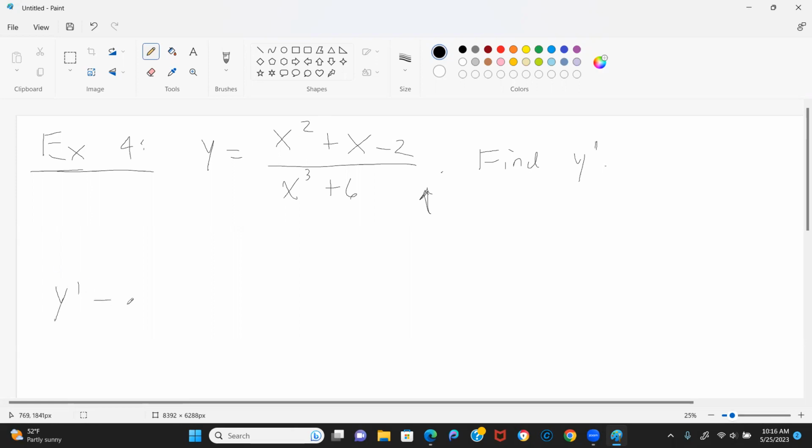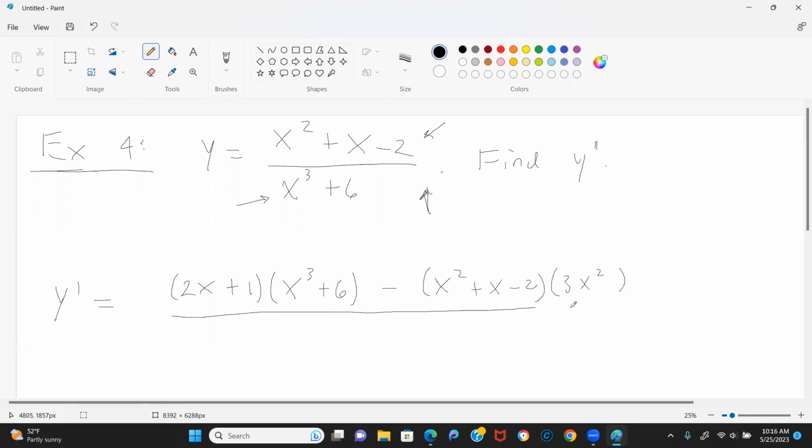So let's find y prime. So we have in the numerator this polynomial and this denominator polynomial. So each one is differentiable, so we could differentiate the quotient. So according to the quotient rule, you take the derivative of the top, so it's going to be 2x plus 1 times the bottom, and then minus the top times the derivative of the bottom, which is going to be 3x squared. Well, that's it. And then divided by the bottom squared.